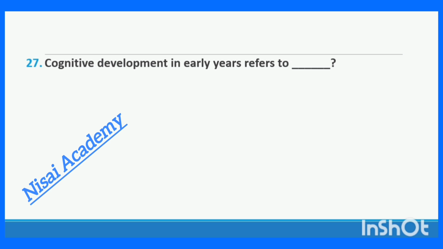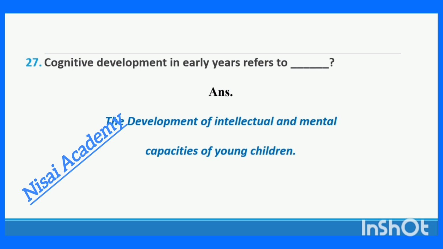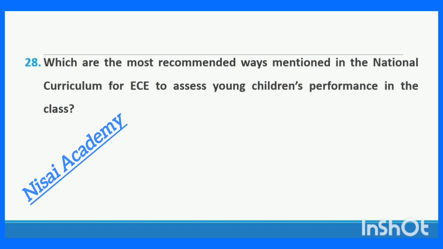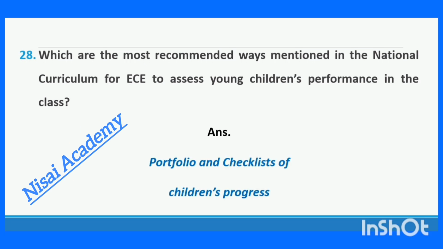Question 27. Cognitive development in early years refers to the development of intellectual and mental capacities of young children. Question 28. Which are the most recommended ways mentioned in the national curriculum for ECE to assess young children's performance in the class? Portfolio and checklist of children's progress are the most recommended ways. Right answer: portfolio and checklist of children's progress.